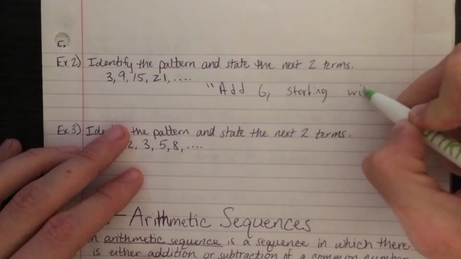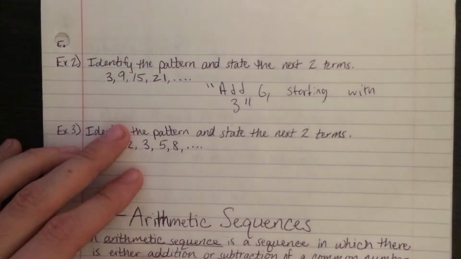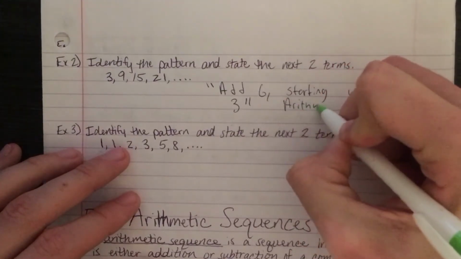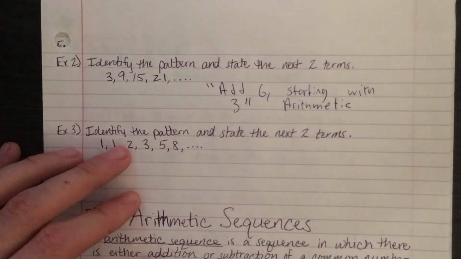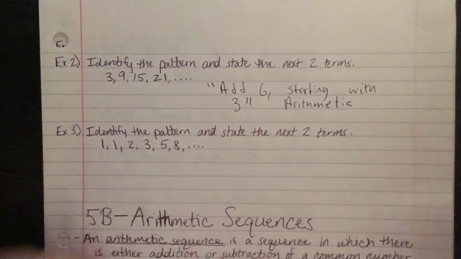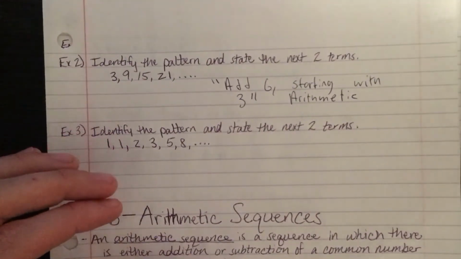starting with 3. We're starting with 3 here. And so I'm just going to go ahead and write that word. Anytime that you're adding or subtracting the same thing each time, we do refer to that as arithmetic. We're going to get to that in a second, but it's got to be the same thing every single time.